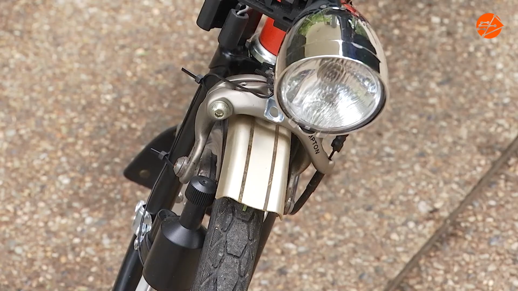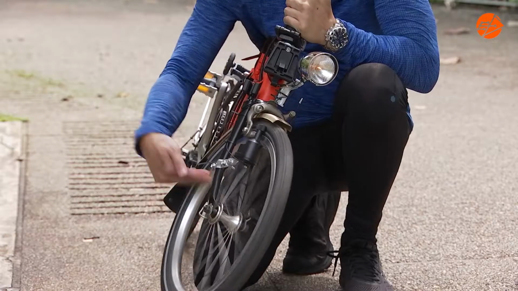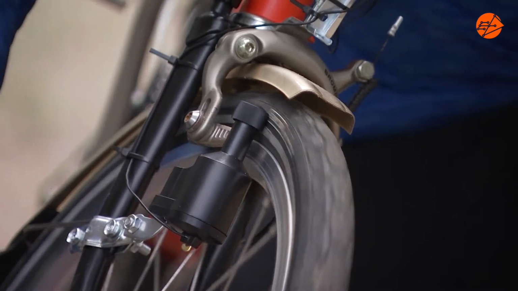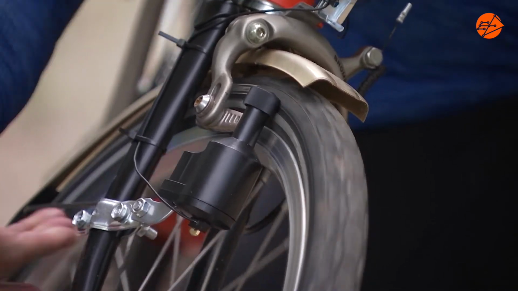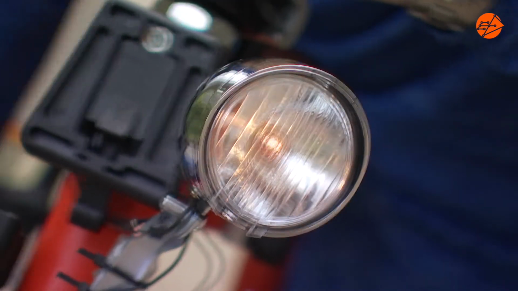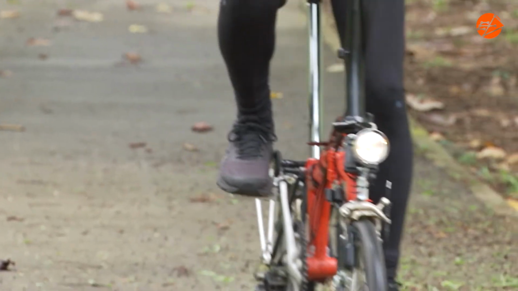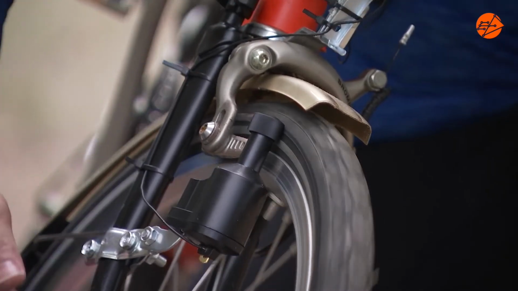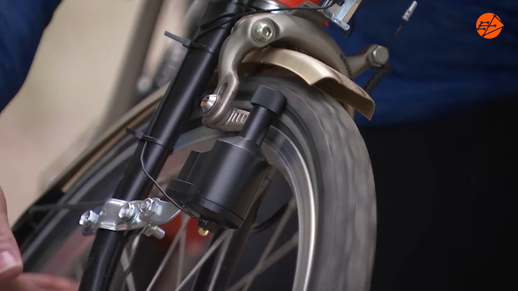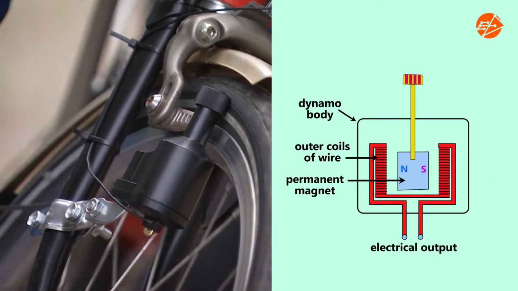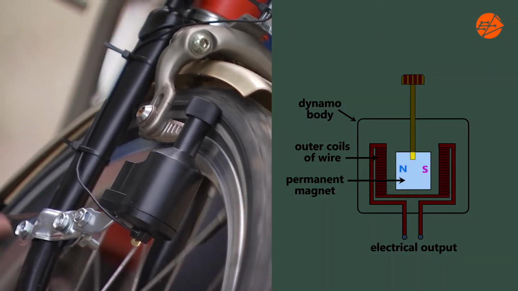Now, this is a bicycle dynamo headlight. It uses the rotation of the bicycle wheel to generate electricity. The dynamo then produces an electric current, which is then delivered to the lights. The generation of electric current to light up the headlight is possible because of the rotation of the magnet in the generator. This produces an interaction of magnetic fields between the permanent magnet and the coils.